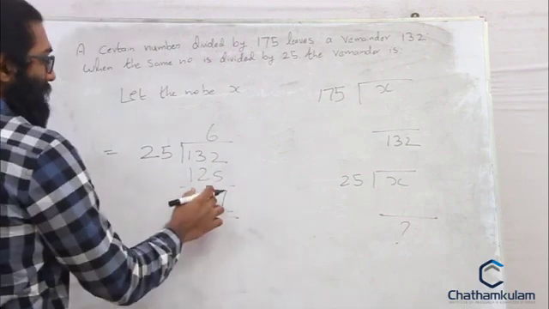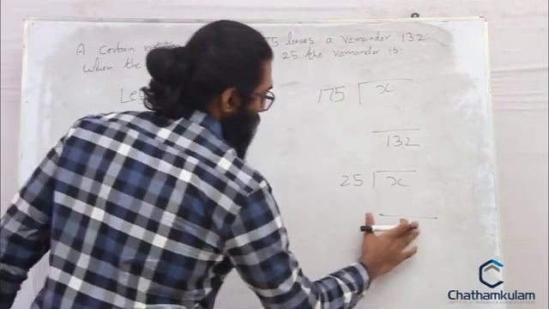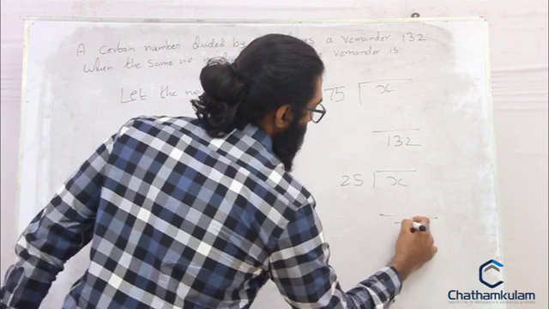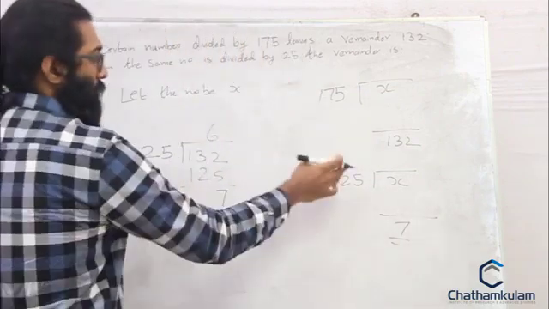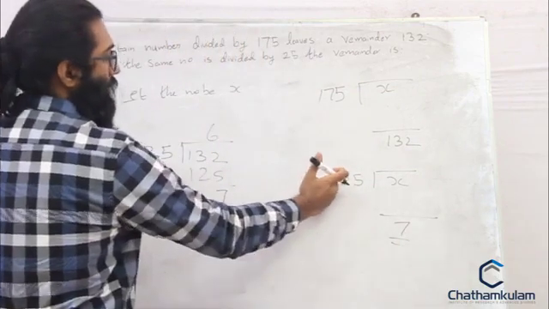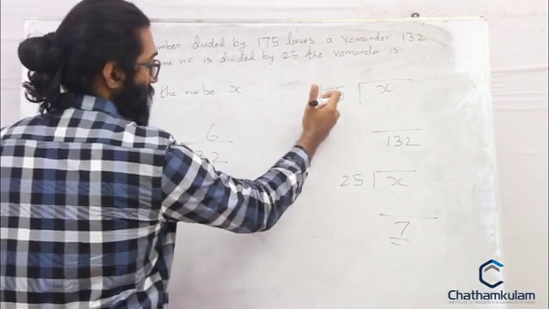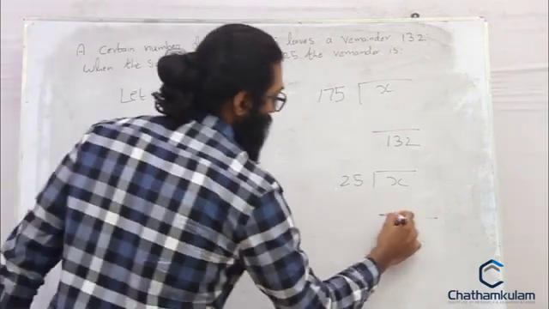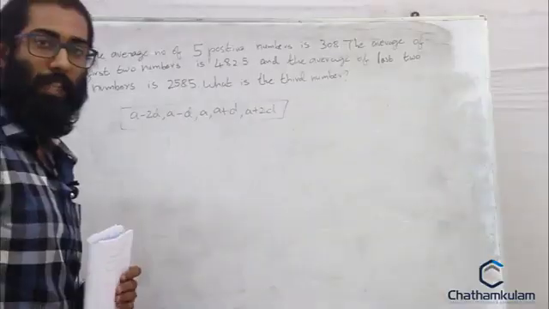So this 7 would be same as the number 25 when divided by x. This is because 175 is a multiple of 25. So 7 is our answer. So let's see the next question here.